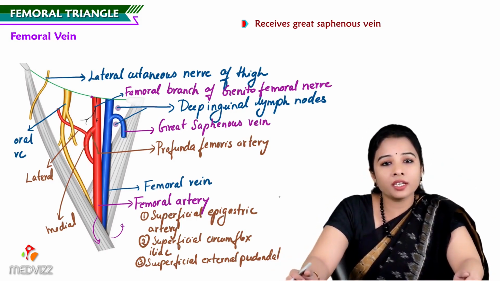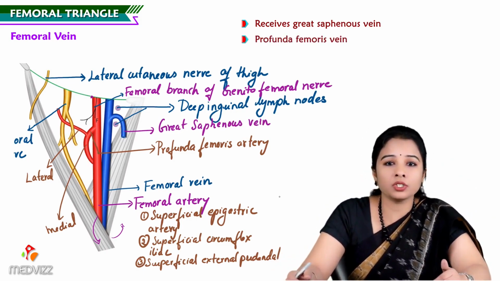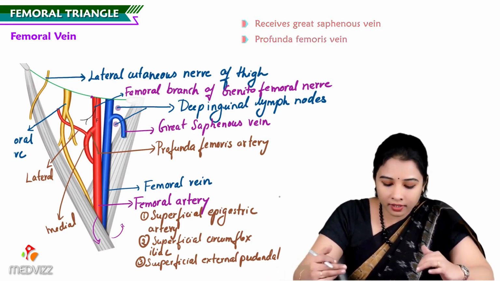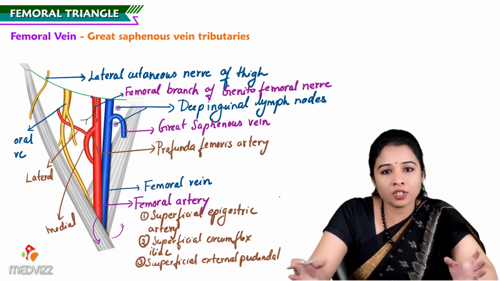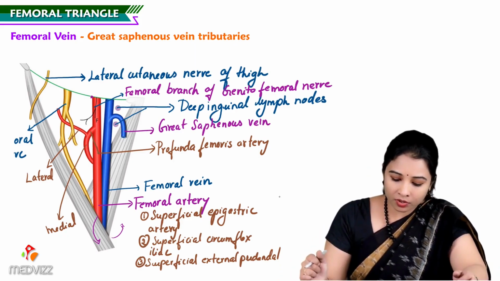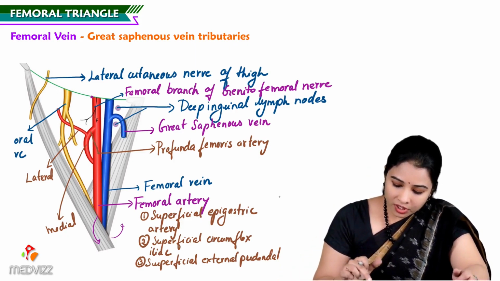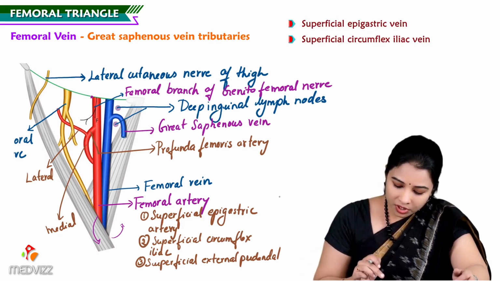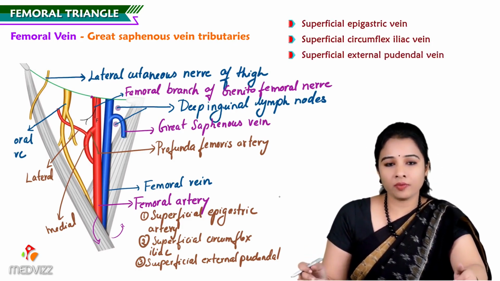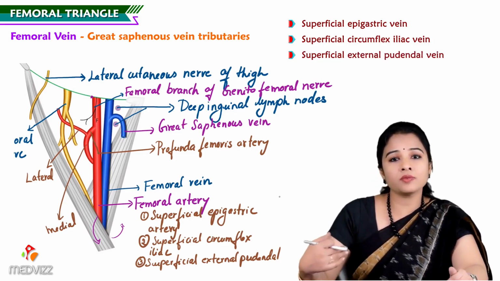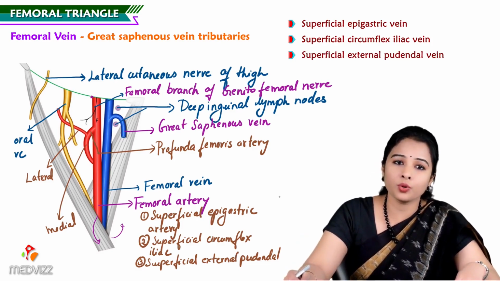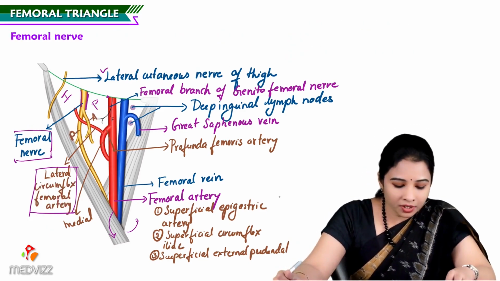And apart from this great saphenous vein, there is the profunda femoris vein also, which is along with the profunda femoris artery. And the great saphenous vein gives off some tributaries which are superficial. So the tributaries of the great saphenous vein are superficial epigastric vein, superficial circumflex iliac vein, superficial external pudendal vein. The same names as the arteries, we have veins which are present within the superficial fascia of the femoral triangle. Let's talk about the femoral nerve.